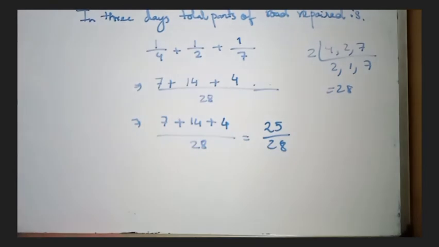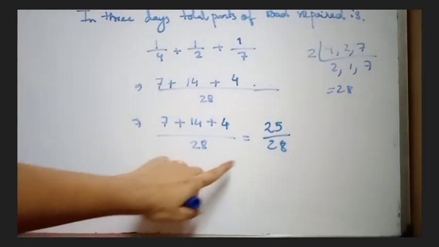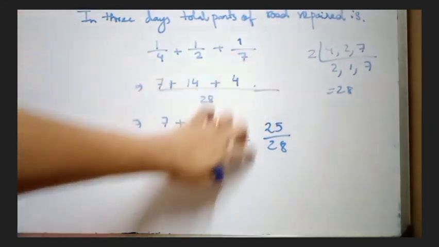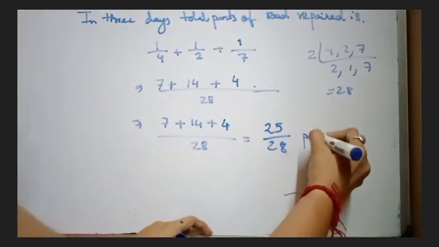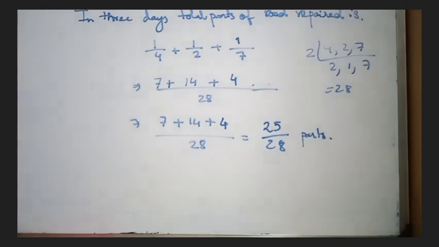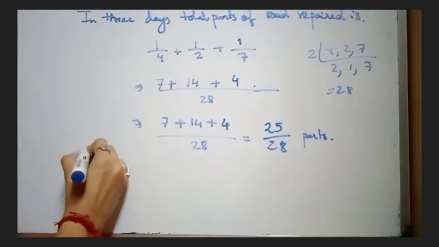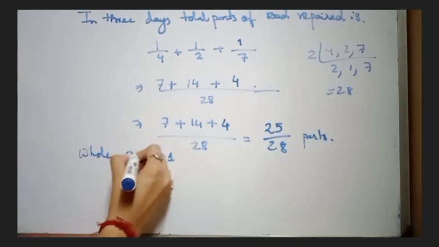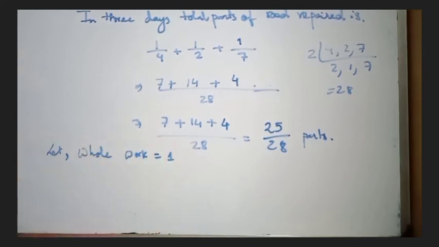Now see what we have to do here. This has already been done. This part of the road has been repaired already. So what do we have to take? We have to take the whole amount of work. So the whole work we are taking as 1. Let the whole work be 1.